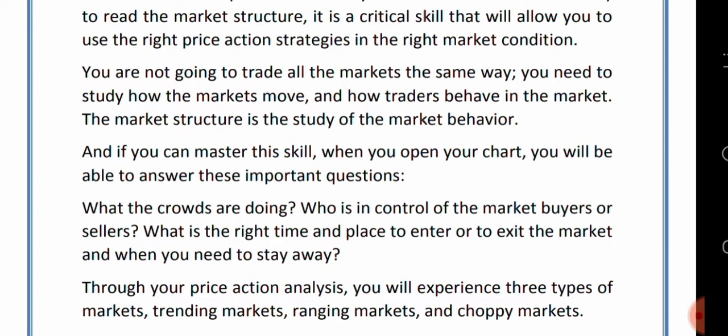Also, having the right knowledge of market structure will help us time our entries in the market, so that we won't need to waste our money or stay long in the market. Also, having this knowledge will help us determine when to exit the market and when to stay away from the market, because obviously not all markets are worth trading.